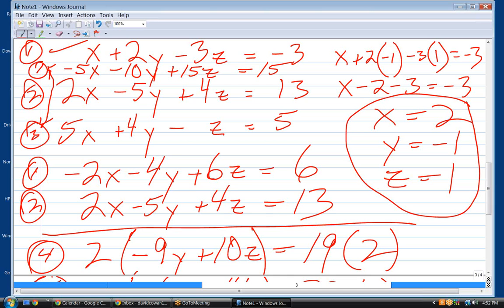Okay? And that methodology exactly is the one you want to use. In other words, you pick a variable, eliminate it, that's equation 4. You pick the same variable and eliminate it, that's equation 5. And then you work with 4 and 5 to solve those two variables. And then you backtrack and solve all three of them once you get the solution for one variable.